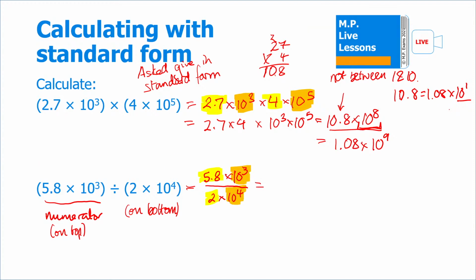So we can write this out as two separate fractions. We have 5.8 divided by 2. This is still multiplied because we have these in between. 10 to the 3 divided by 10 to the 4. And what we get is 2.9. So already this number is okay. It's between 1 and 10 times 10 to the 3 minus 4. So 3 minus 4 is a negative 1. So 10 to the negative 1.